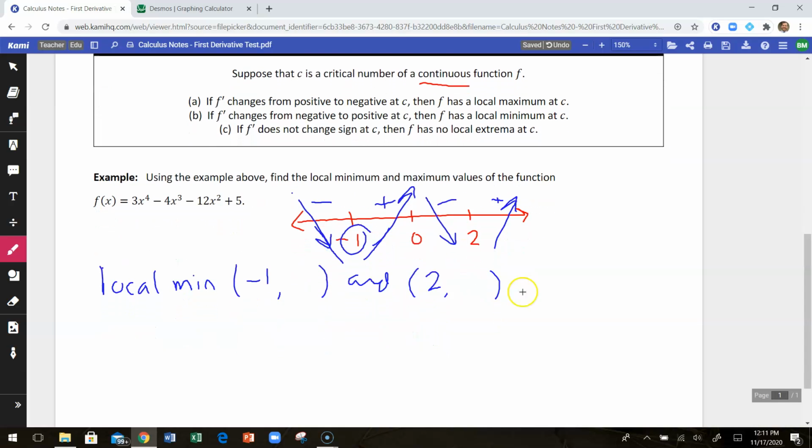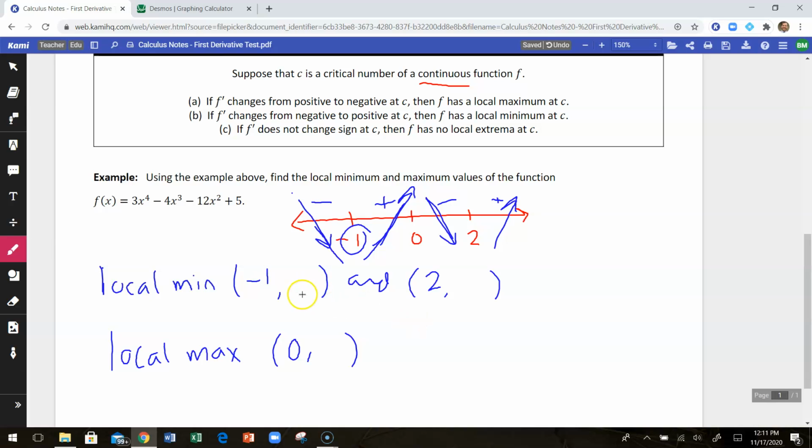Now, I'm going to write those as coordinate points. I want to find what the actual local max or local min coordinate point is, and so I need to find that y value, but I'll get to that in just a second. And then we have a local maximum at 0, because I go from increasing to decreasing at 0, so there's a local max there.